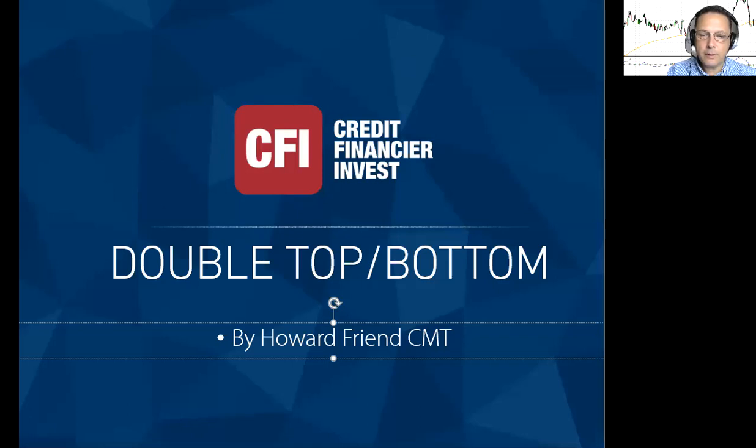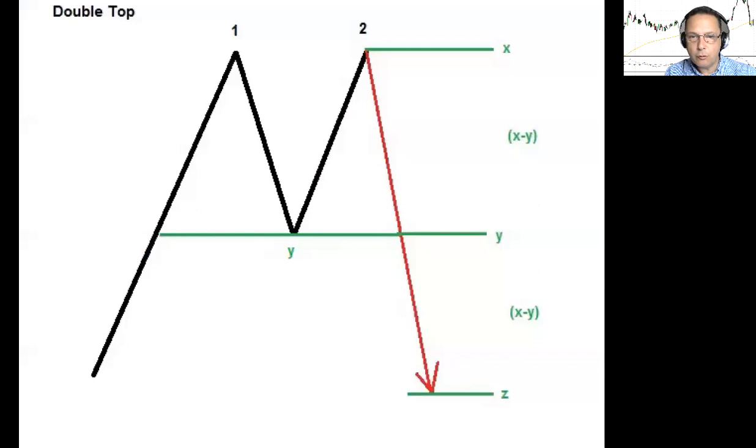Okay, let's talk first about the double top pattern. So the double top forms at the end of an uptrend. The market's been trending higher. We get a pullback from a peak, which is labeled number one. Buyers come back in after the pullback, pushing the market up to the previous high, number one.